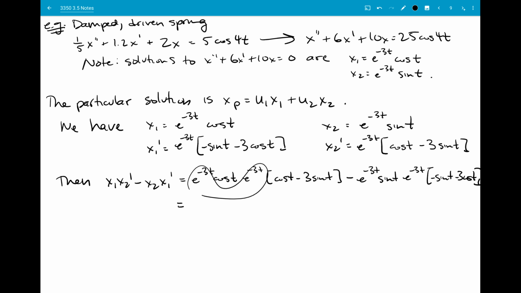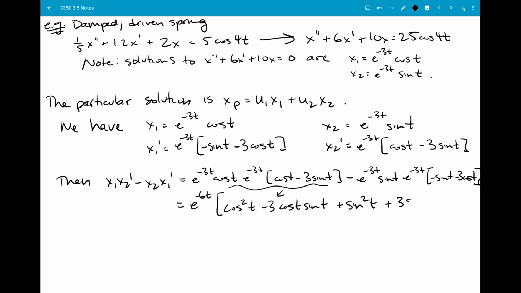My e to the minus 3t times e to the minus 3t in both of those terms is going to become an e to the minus 6t. And then I'm going to go ahead and pull everything together. So I have cosine times cosine is cosine squared t minus 3 cosine t sine t from right here. And then I've got a minus sine t times minus sine t, so plus sine squared t. Then minus sine t times minus 3 cosine t, so plus 3 sine t cosine t. That's going to go right here.